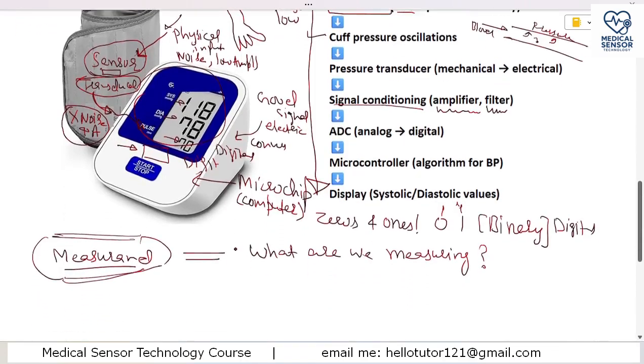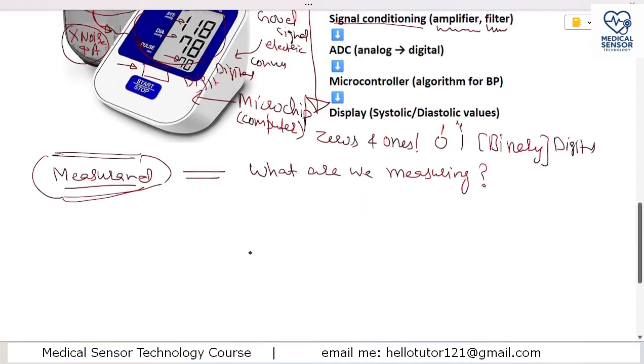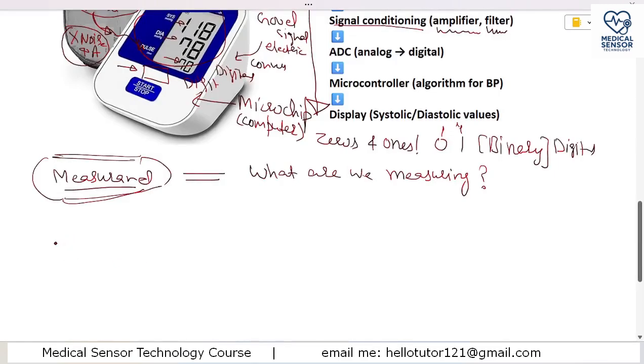So if I write here, first we have the blood pressure, right? Now it has noise. Not the blood, the blood does not have noise, the signal. The blood pressure signal, right? It has noise and low amplitude.